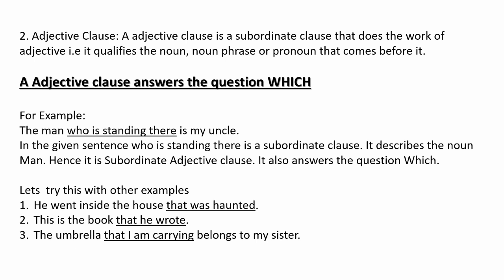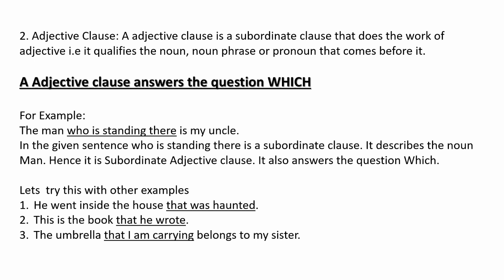The trick to identify the adjective clauses: first, identify the subordinate clause, then form the WH question such that the answer will be the subordinate clause. If the WH question starts with which, then the clause is the adjective clause. So first, he went inside the house that was haunted. The subordinate clause is that was haunted. And the WH question is which house he went inside.